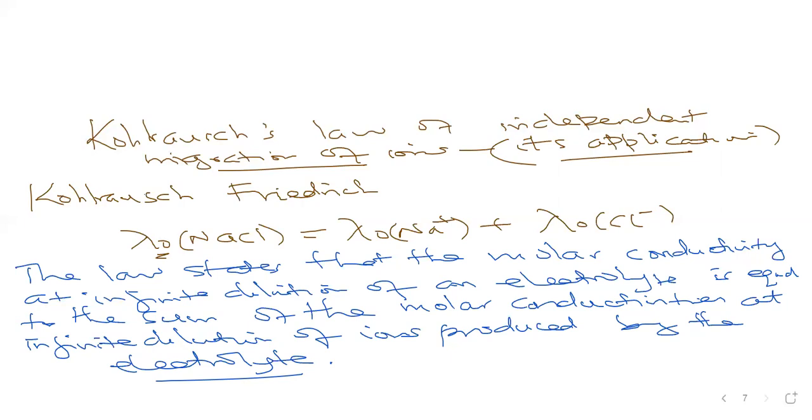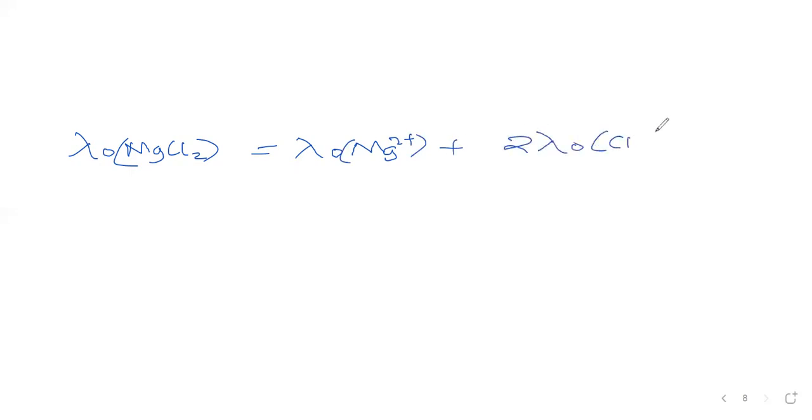And for that, we can have a variety of examples. If I want molar conductivity at infinite dilution of magnesium chloride, it will be the molar conductivity at infinite dilution of the magnesium ion plus twice the molar conductivity at infinite dilution of the chloride ion. Why twice? Because magnesium chloride has two chloride ions. You should be very careful with the formulae here, depending on the electrolyte you have.